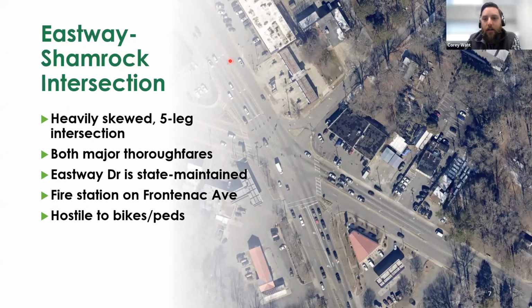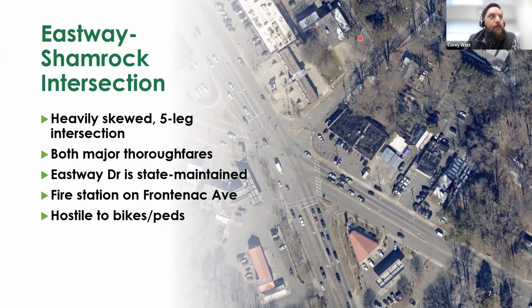This is Eastway Drive that runs north to south. It's a major thoroughfare. It also is maintained by the North Carolina Department of Transportation, so just another layer to this complex intersection. This runs east to west here. This is Shamrock Drive. This is a city maintained street. And then we have this 5th leg over here. This is Frontenac Avenue, which is a right in, right out, stop controlled leg, so it's not under the control of this signal.